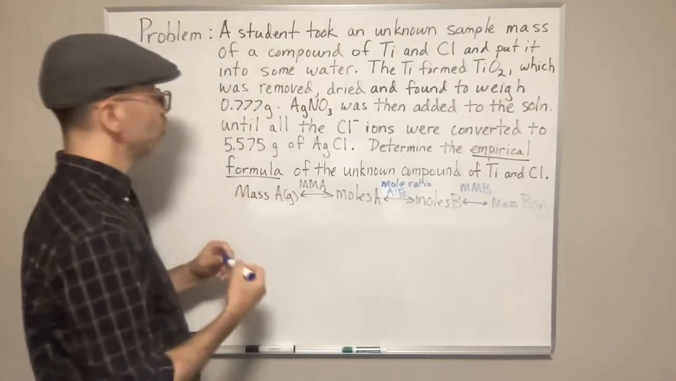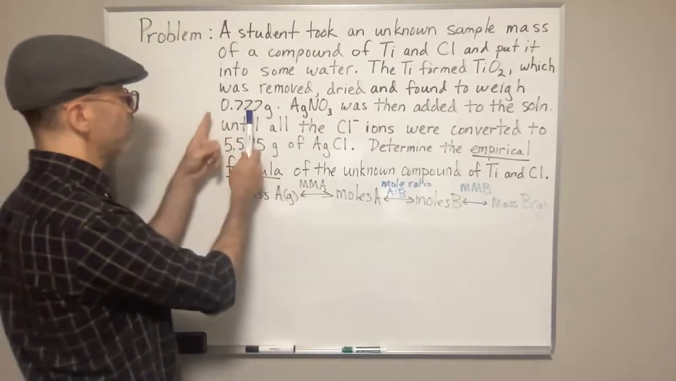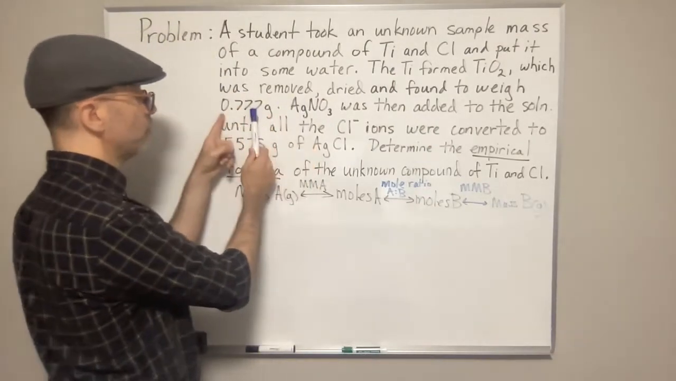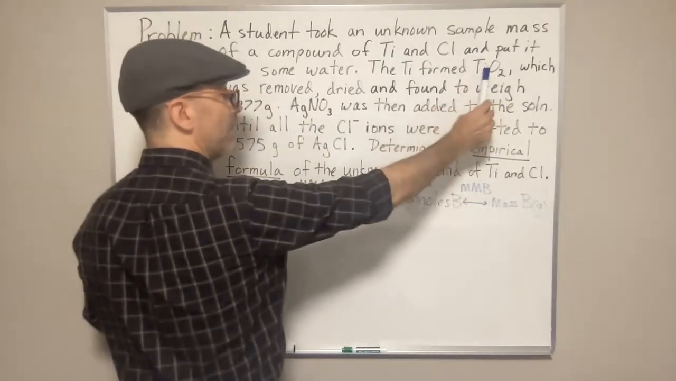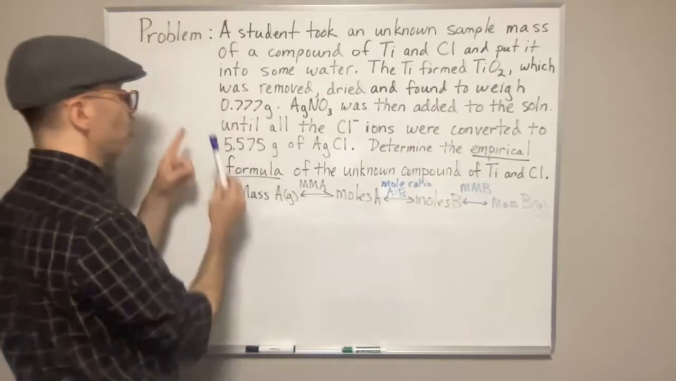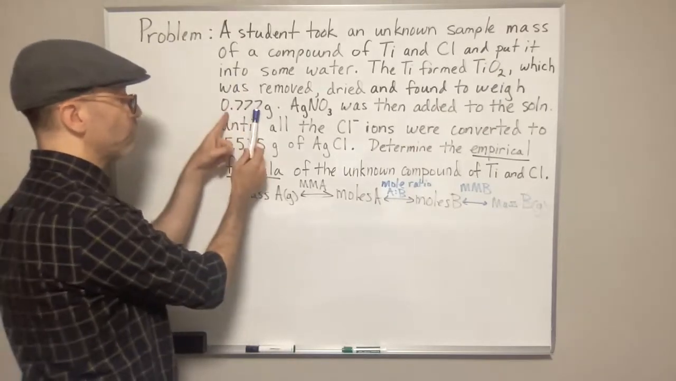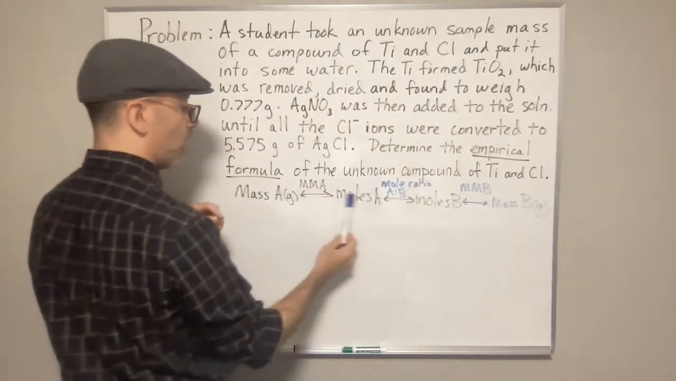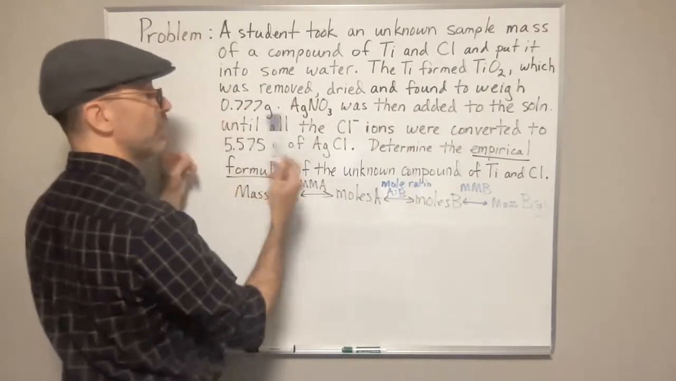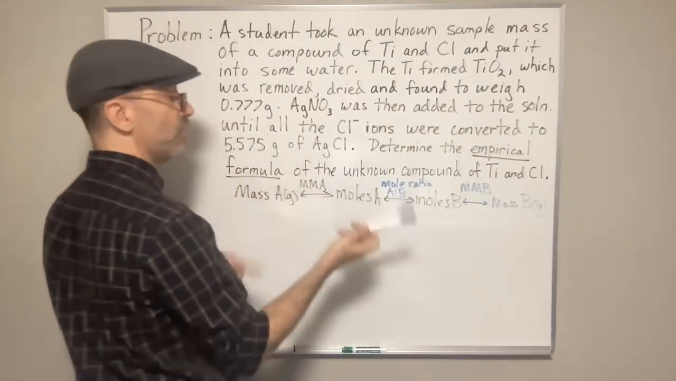Okay, so we know the masses of our compounds that were formed that have the elements in the compound. So all we need to do is start with the mass of the compound we have and follow our roadmap until we get to moles of the other substance we want.